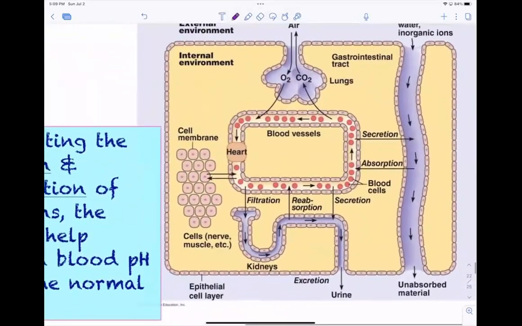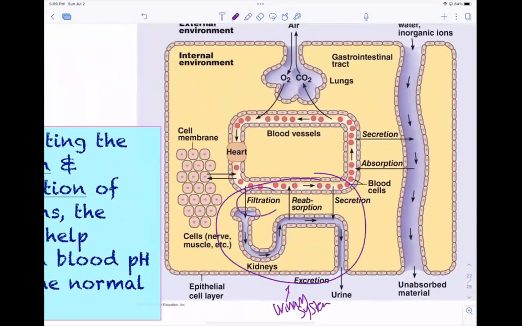Now, this right here, we're going to pretend that this is the urinary system. You have filtration occurring, the nephrons are filtering blood. And it's filtering everything out of the blood into the little nephrons, and this becomes urine.